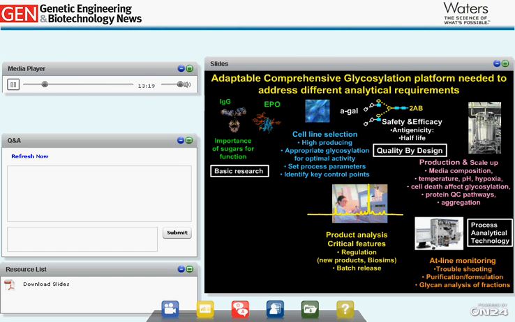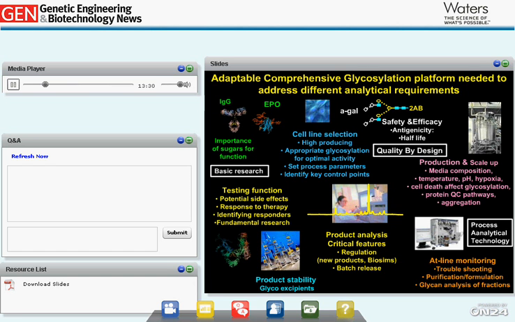And you could be working in product stability when you need to check the integrity of the glycans during storage. And then coming full circle, you need eventually to test for function to understand how your antibody is interacting with a range of efficacy receptors, and this is getting close to basic research again. So these are many different reasons for doing glycan analysis, and there are really 5 stages.